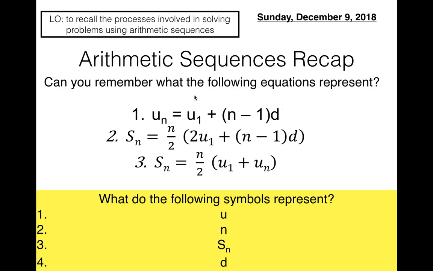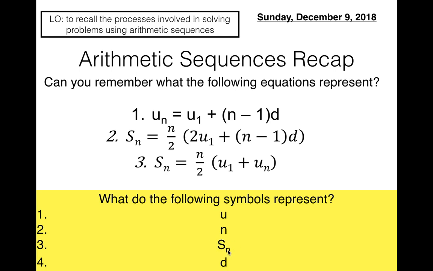So looking at this first equation here, we've got Un. So that's any term number. The value of any term number is equal to U1, the value of the first term, plus n minus 1, so that's going to be whatever our n is, whatever term number we're looking at, minus 1, multiplied by D, the common difference. We're going to have a little bit more practice, or quite a lot more practice, at using this particular equation today.